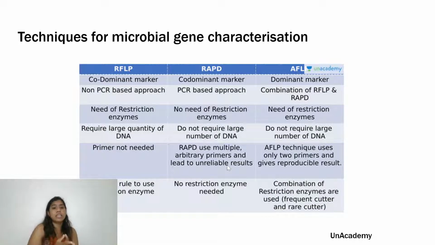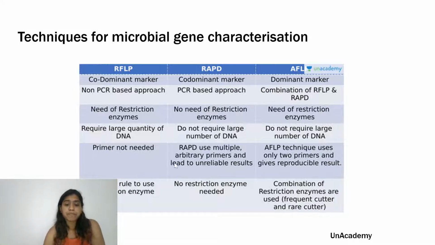Yeah, so RFLP needs large quantities of DNA, because if we are cleaving it with multiple restriction enzymes, we need large quantities of DNA to start with. Whereas since RAPD is amplification based and genes are going to get amplified anyway, we do not need large quantities of DNA, and the same principle applies for AFLP as well. So as you can see, AFLP combines the positive sides of both techniques together.